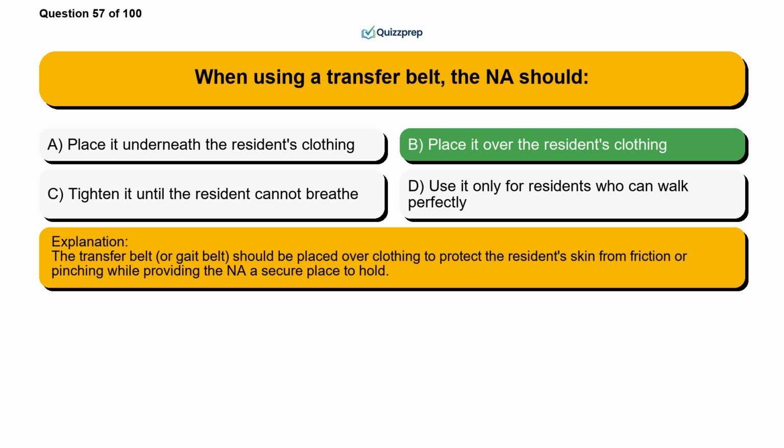The transfer belt, or gait belt, should be placed over clothing to protect the resident's skin from friction or pinching while providing the NA a secure place to hold.